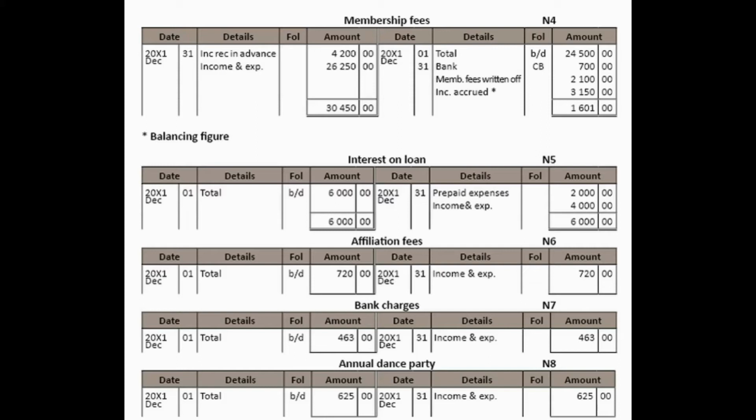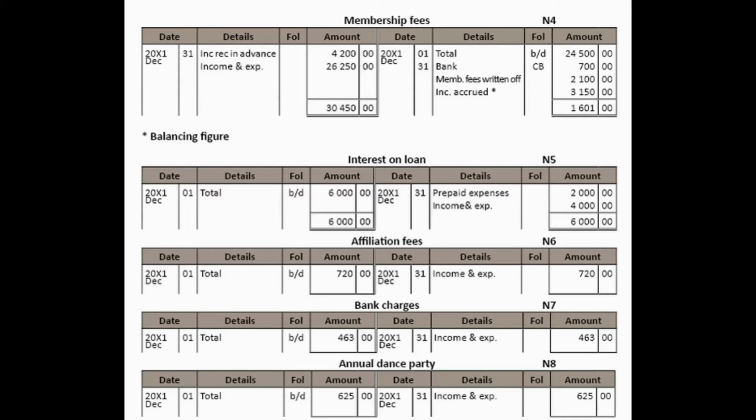Okay. Income accrued, no, they don't give you that amount, but you have all the other amounts. So that is the balancing figure. You can calculate that. If you add the debit side and you add the credit side and you deduct the smaller side from the bigger one, you'll see that the smaller one was on the credit side, and that is where you enter that income accrued, 3,150. All right, that was the balancing figure. That was the amount that you had to calculate in this case.